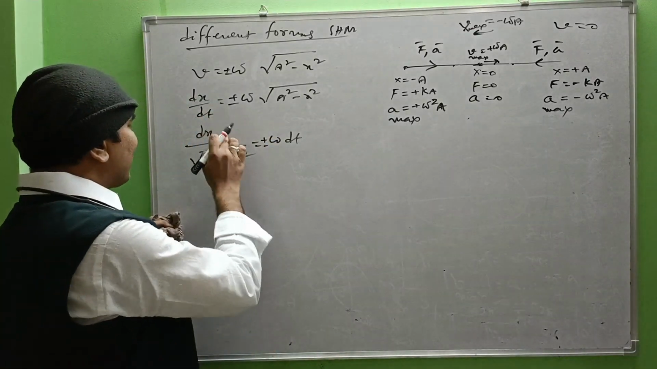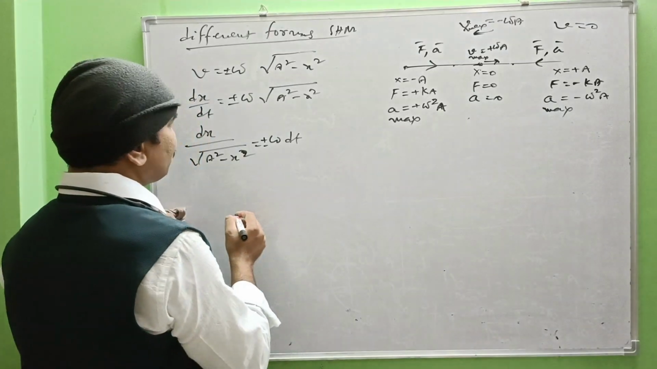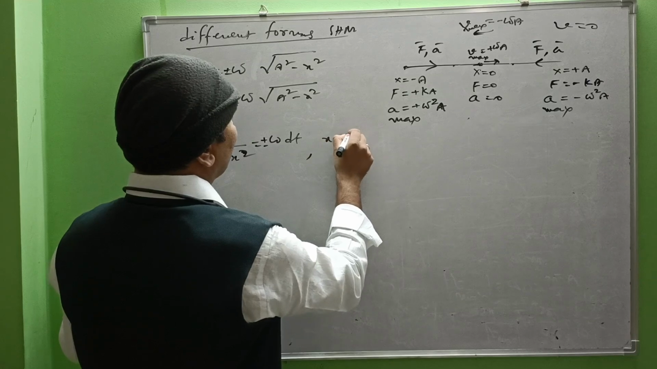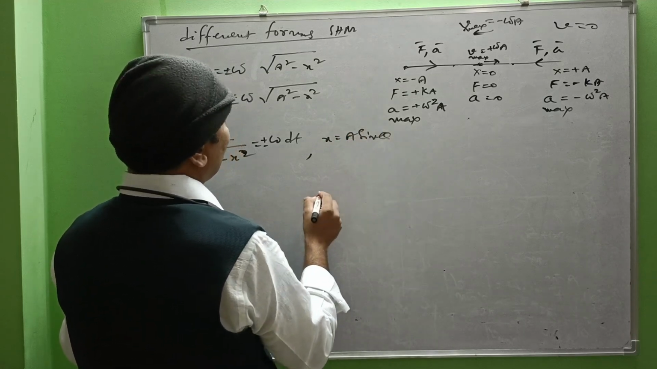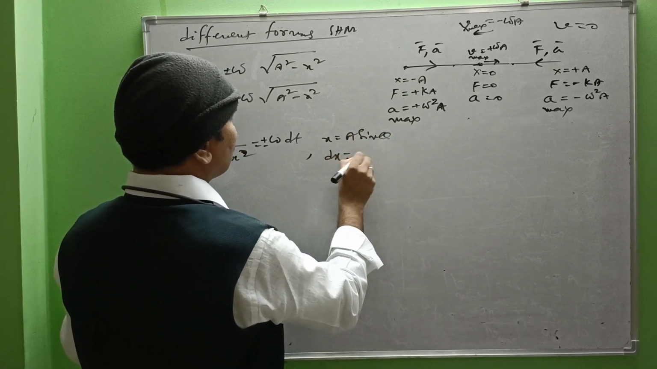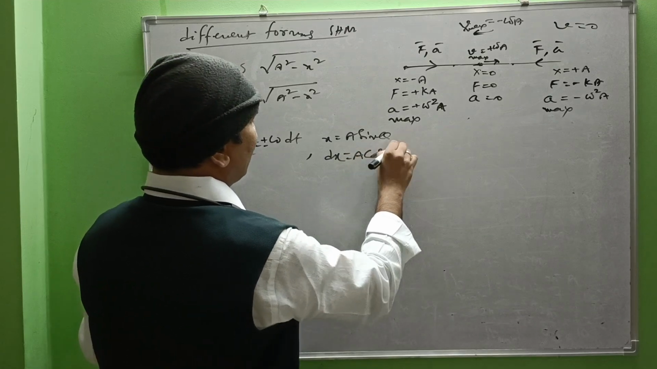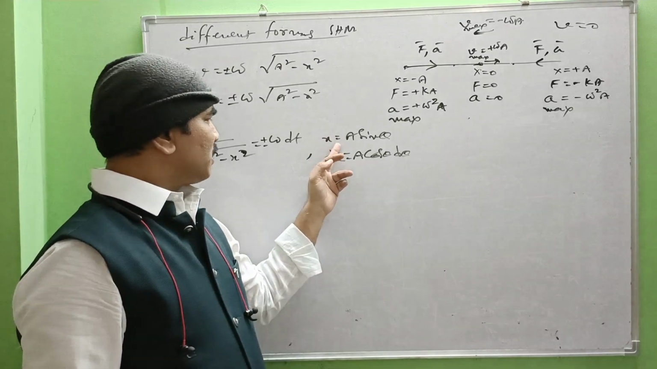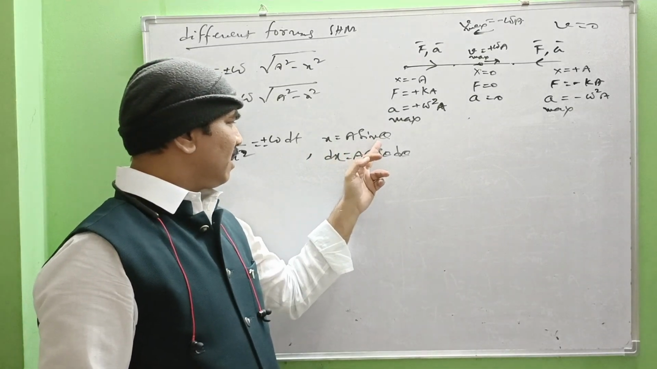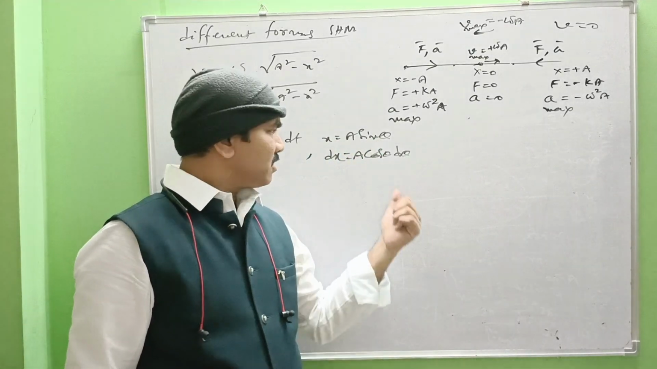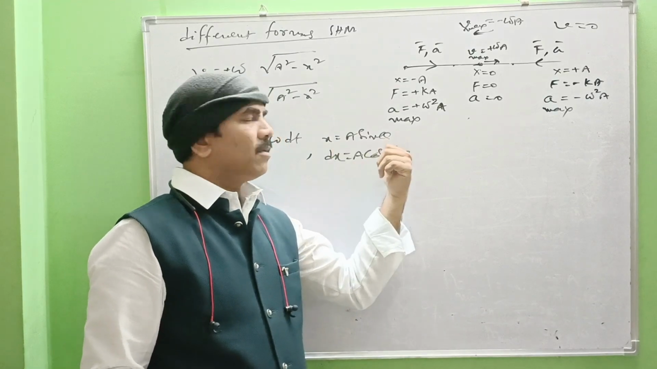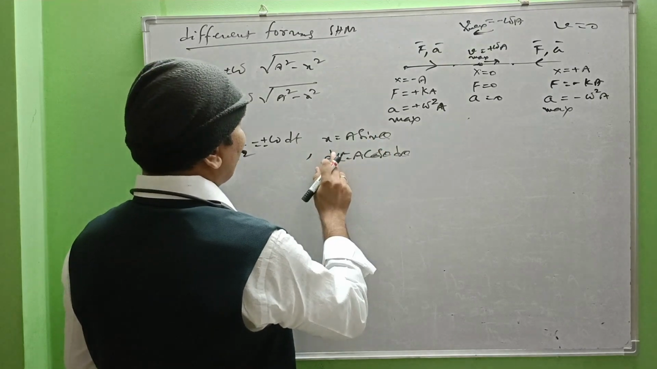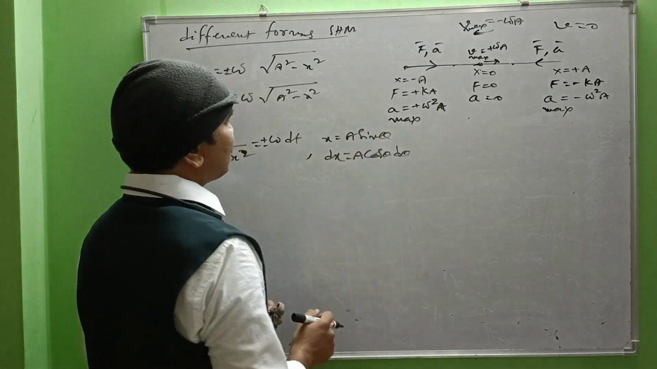Now how do we replace dx and x? We know that x equal to a sin theta, and dx becomes a into cos theta into d theta. Differentiating, x becomes dx, and sin theta becomes cos theta into d theta. That's how x varies with theta. So x equal to a sin theta; differentiating, dx equal to a cos theta into d theta.